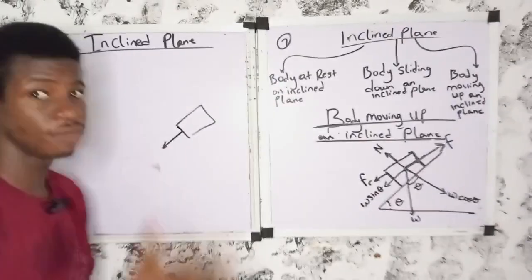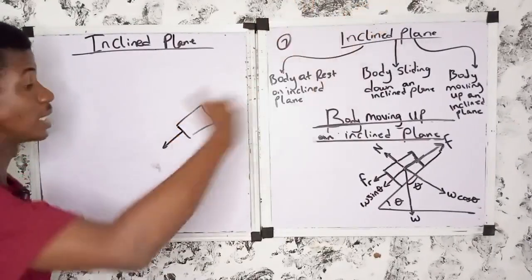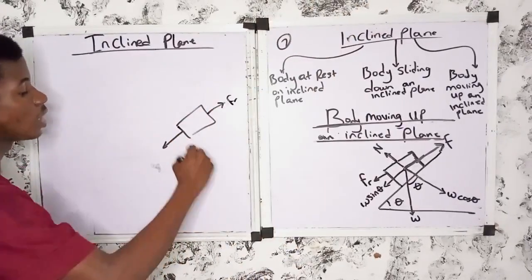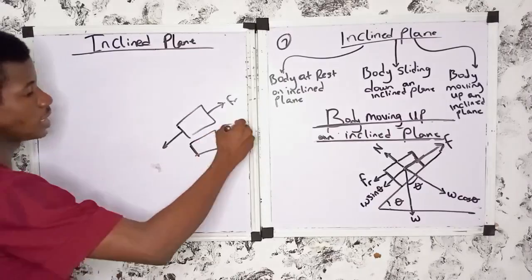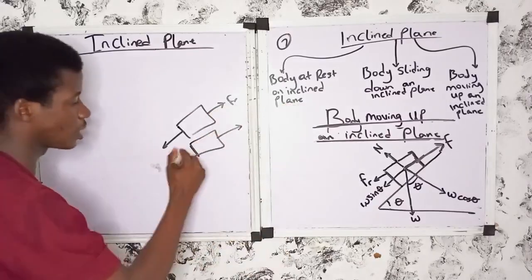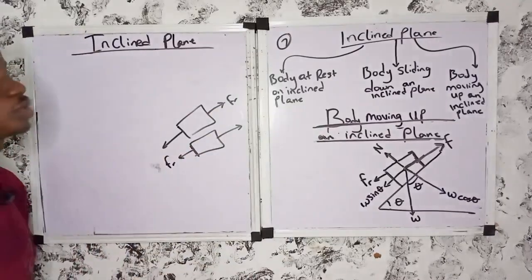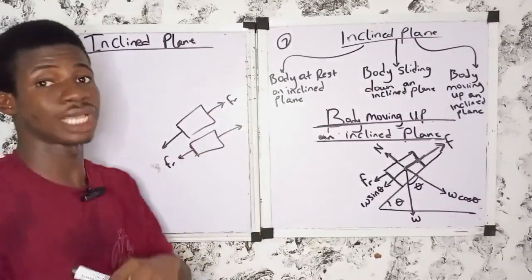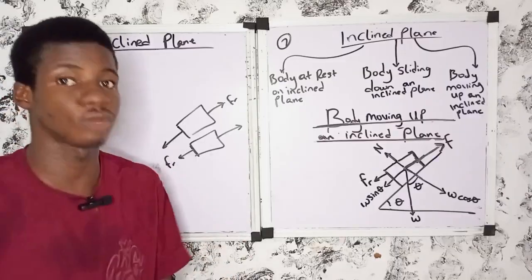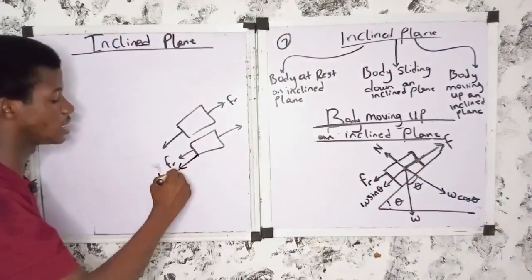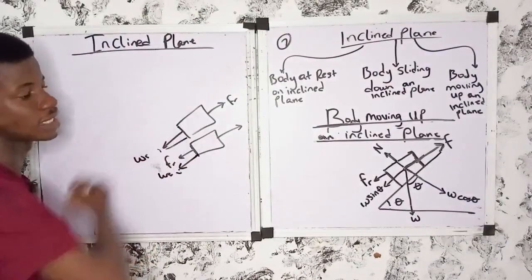Where will the friction act? The friction will act in the opposite direction, opposing the motion, right? Friction will act in this direction. Now, what about when the body is moving in this direction? The friction will act in this direction, right? So that is just it. Friction can act on both sides depending on the direction of the motion, whereas W sin theta always acts in this direction.